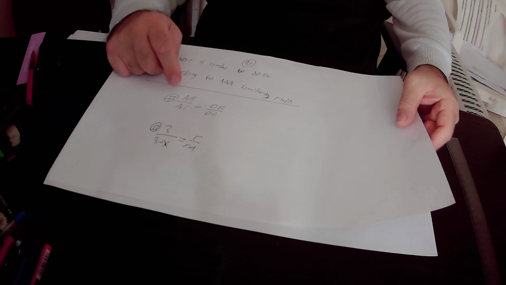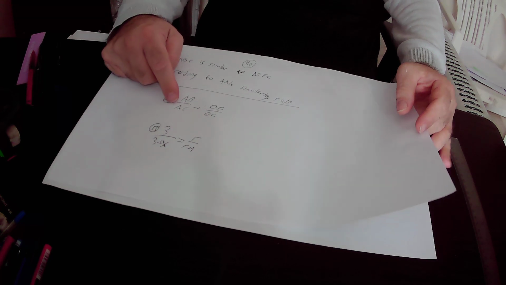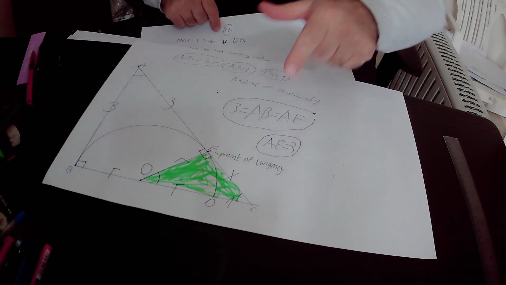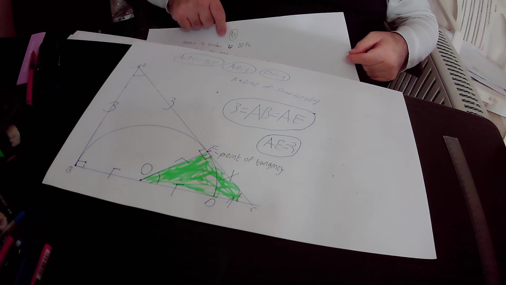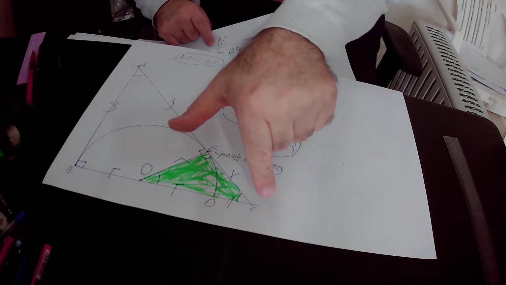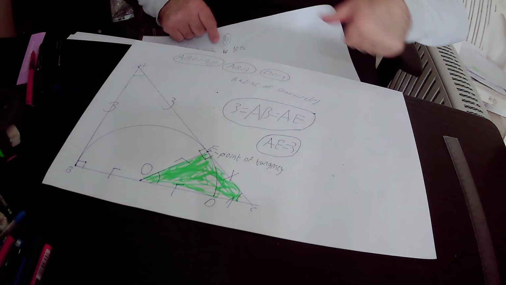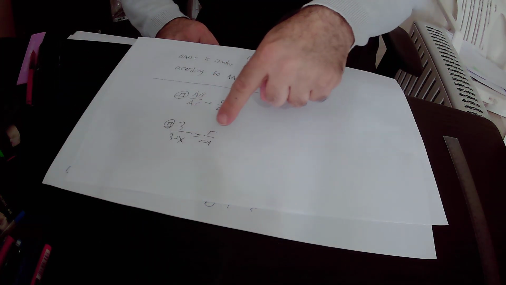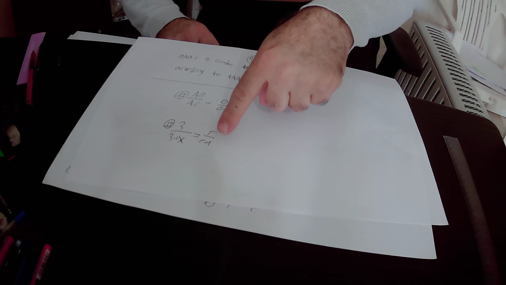And what is AB? AB equals 3 units. AC equals 3 plus X. And what is OE? OE equals R. And OC equals R plus 1. So in total, we got that 3 over 3 plus X equals R over R plus 1.